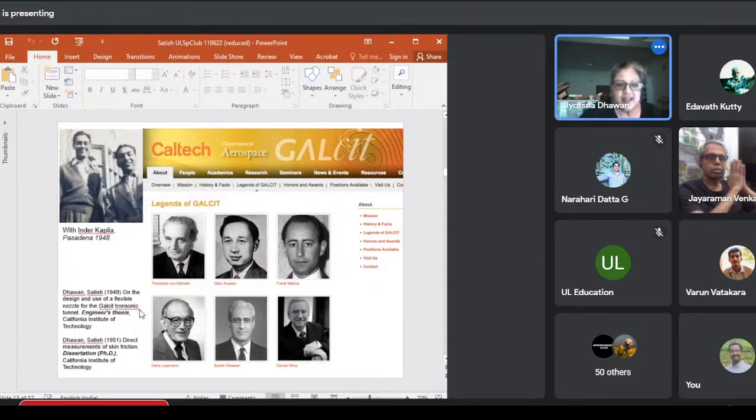At the time, in 1948, here's the picture of him with Inder Kapila at the top. In 1948, I'm very sure that Satish had absolutely no idea that in 50 years, his picture would be on the website of Caltech, remembered as one of the legends of Caltech. I'm absolutely sure that he had no inkling that something like this would happen in his life.